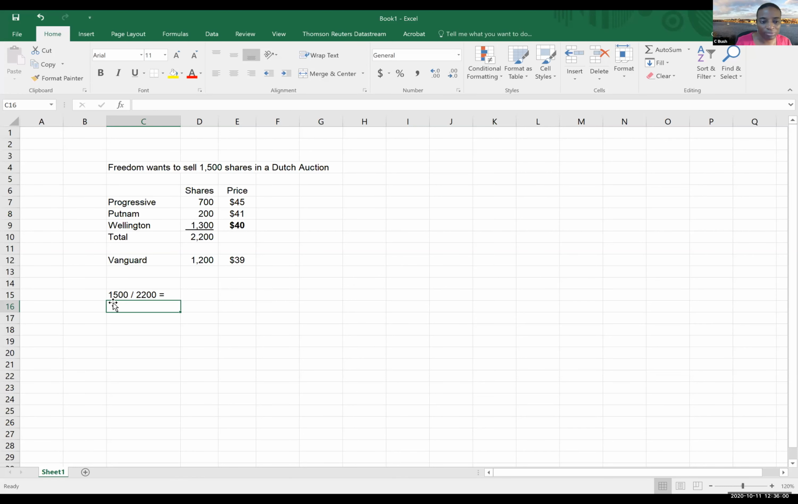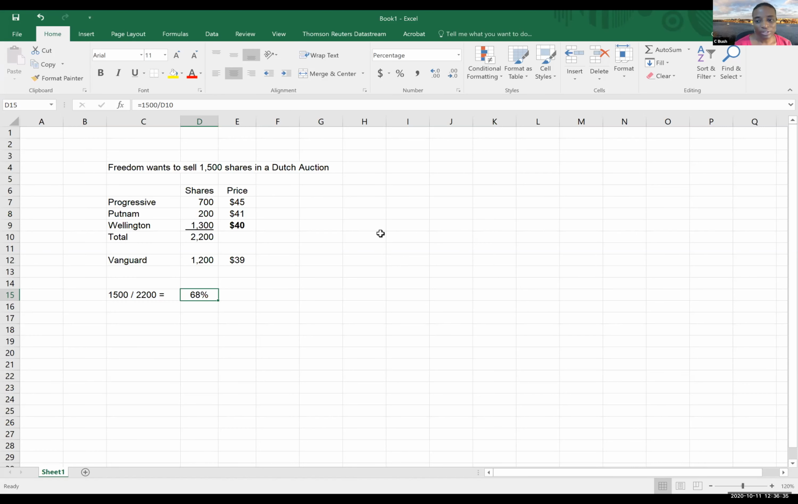So the number of shares that Freedom wants to sell is 1,500. The number of shares that the bidders will buy at $40 a share is 2,200. So when I do that math, it's going to be a percentage. There we go, 68%. Okay, and with that calculation, you only use the ones that are at or above $40, you wouldn't use the Vanguard, right? That part is correct.